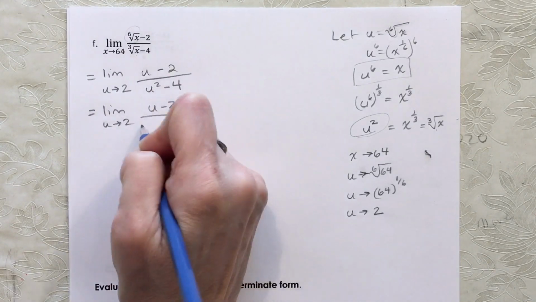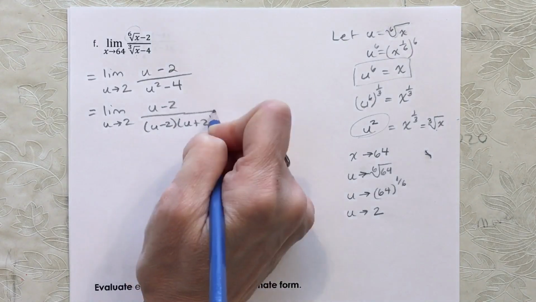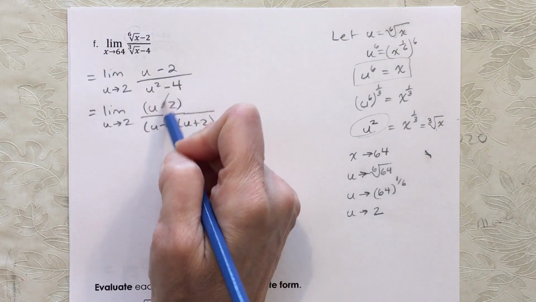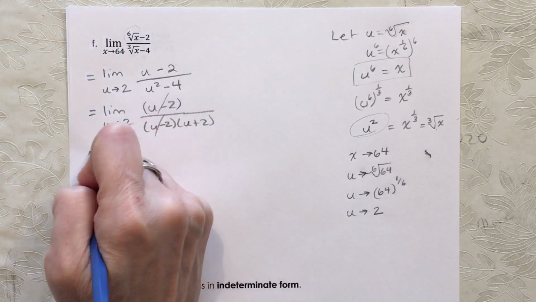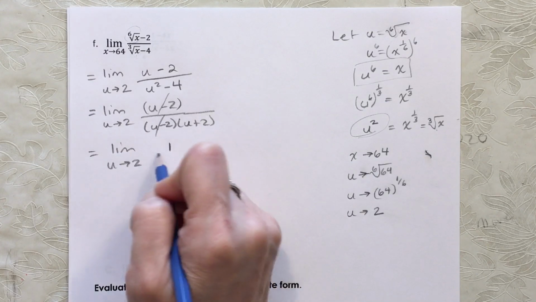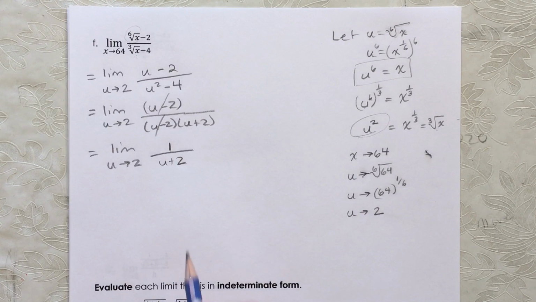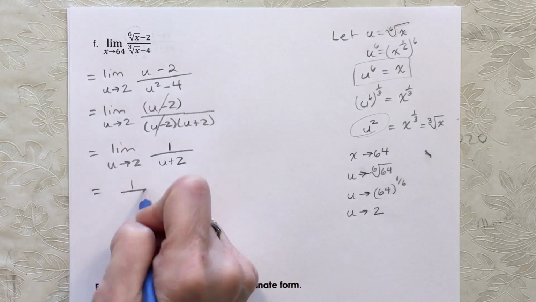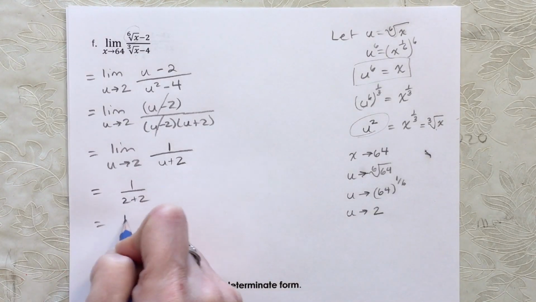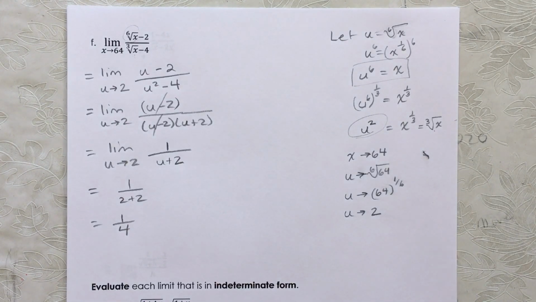because the bottom is just a difference of squares. We can divide out the u minus 2's. Don't forget the 1 in the numerator. Now it's safe to let u approach 2. And we get that the limit is equal to 1/4. Okay.